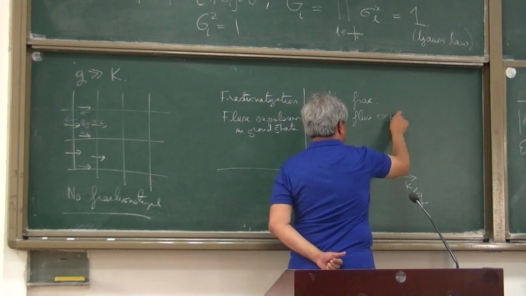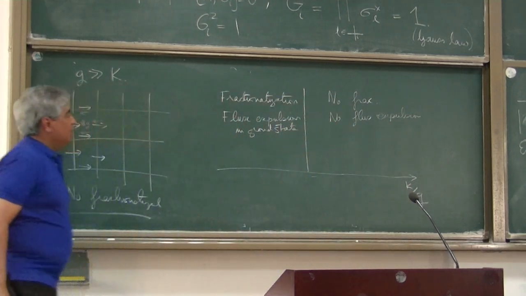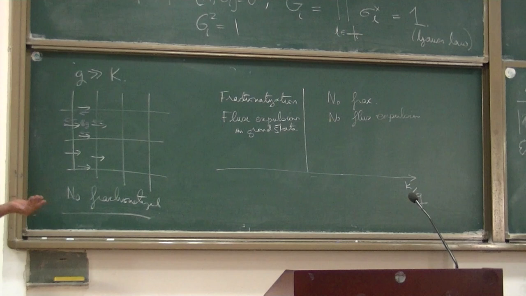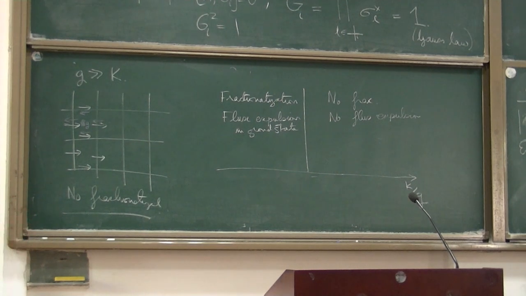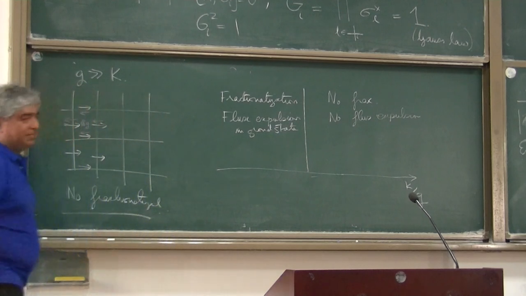lots of minus ones plus in the ground state. And both of these properties are true to all orders in G over K. And just by that reasoning, you can deduce that there must be a phase transition. It cannot meet smoothly because these are very robust properties to all orders in perturbation.